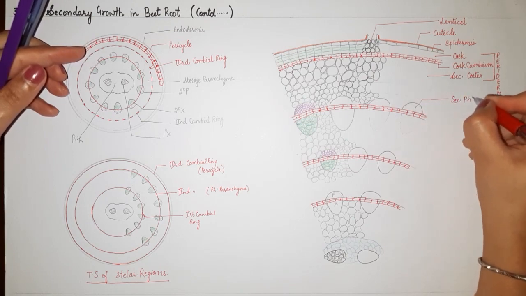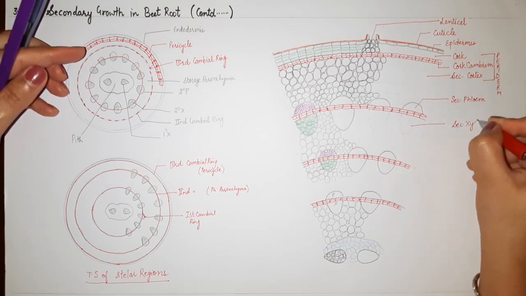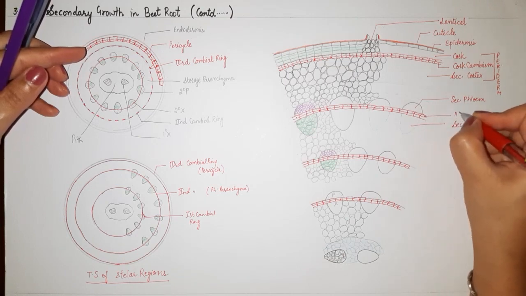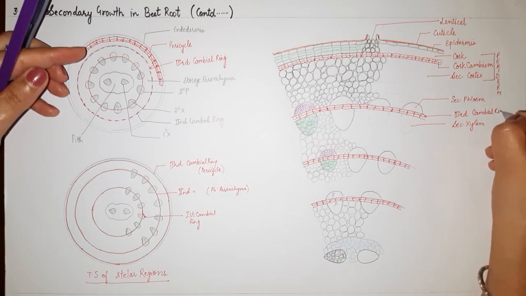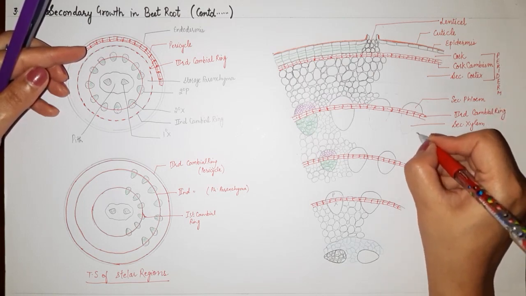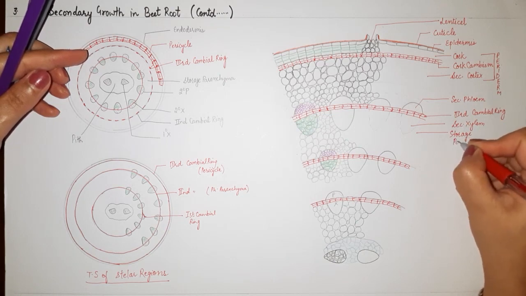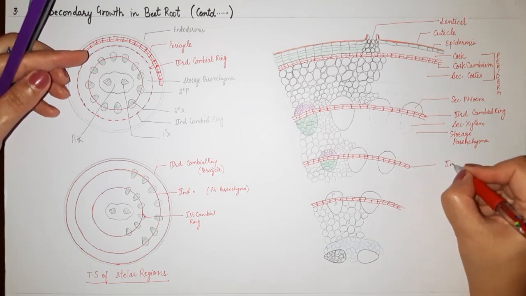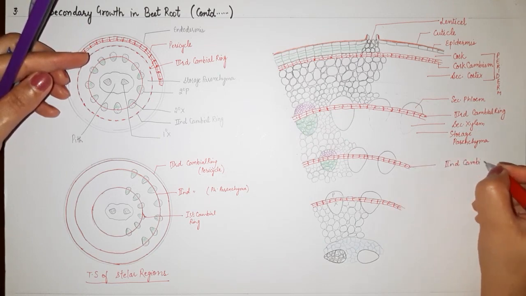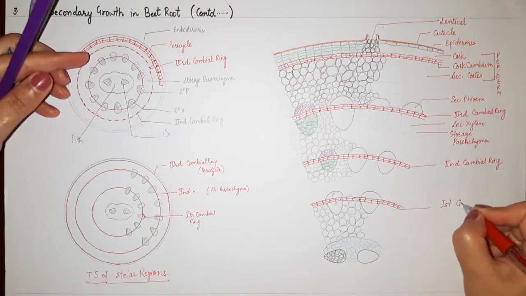secondary phloem, secondary xylem, third cambial ring, surrounding this all vascular bundles we have storage parenchyma, then second cambial ring, and first cambial ring.